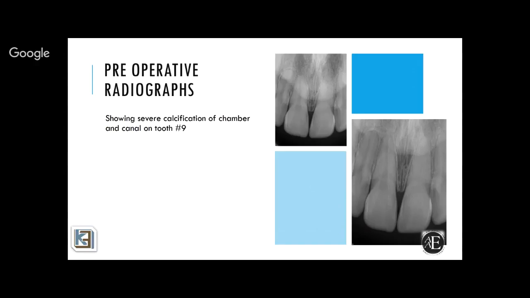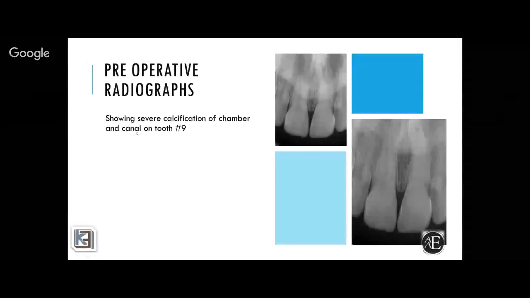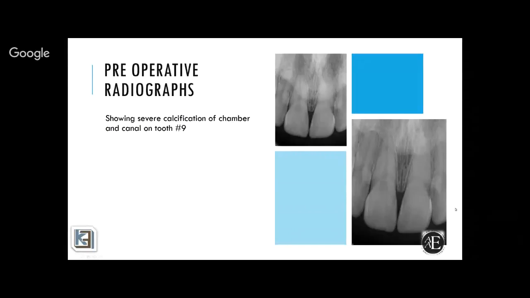These are preoperative radiographs, a little bit more clear than the panel showed before, and it shows the extent of calcification in the chamber and the canal on tooth number 9.